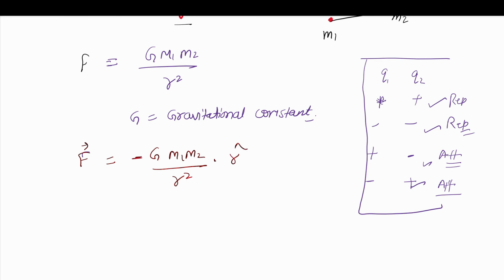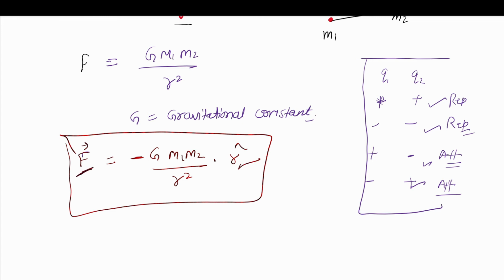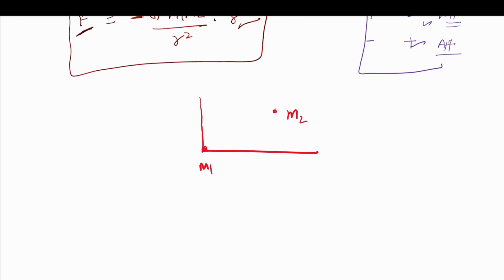Here in the vector form we use a negative sign. This is due to the fact that the position vector and the force have different directions. By showing a diagram we can understand it easily. Say we have two masses m1 and m2, and I assume that m1 is at the origin. If I want to write the force on m2 due to m1, I have to draw the position vector of m2. The position vector will be in this direction, that will be r cap.